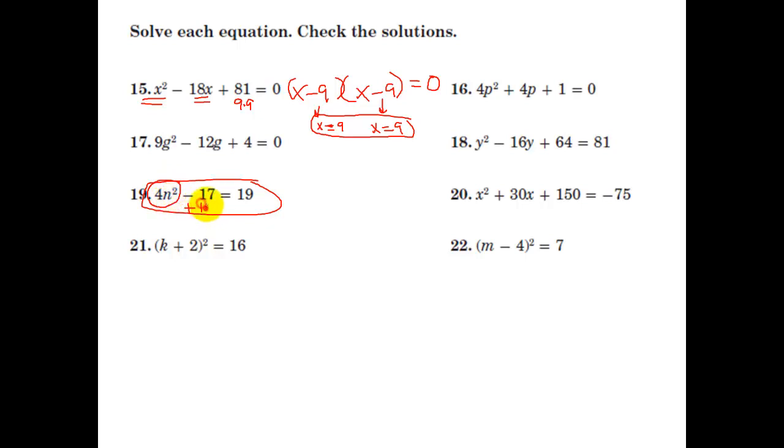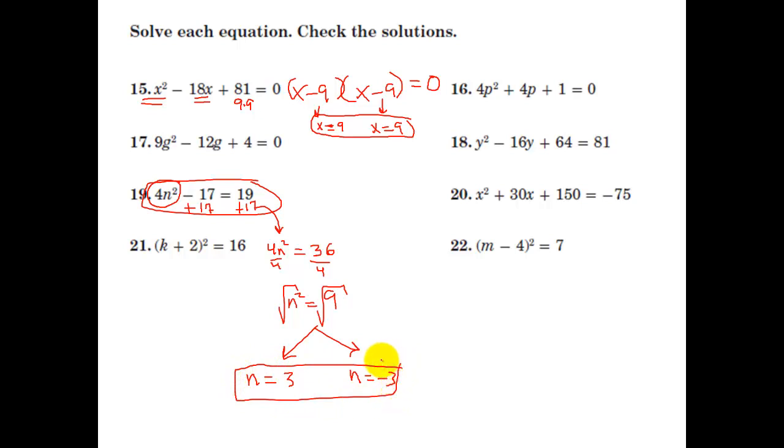So we can add 17 to both sides. When we do that, we're going to get 4n squared equals 19 plus 17 is 36. Then we can divide both sides by 4, and we get n squared equals 36 divided by 4, which is 9. Then we can take the square root of both sides and branch, and we get n equals 3 and n equals negative 3. So the square root of 9 is always 3, but you have to take both options. So that's one good example.